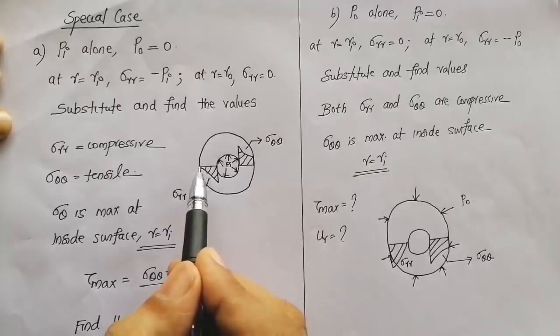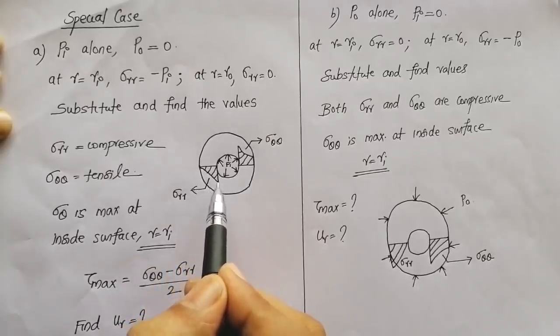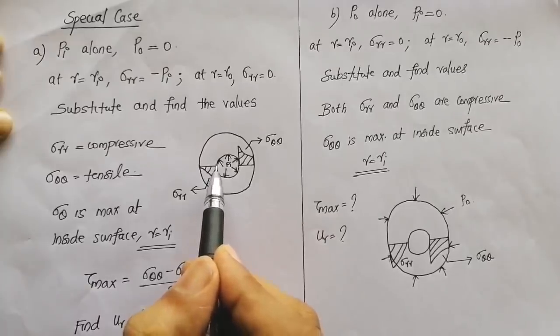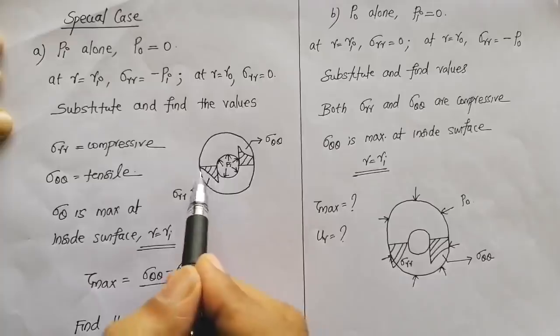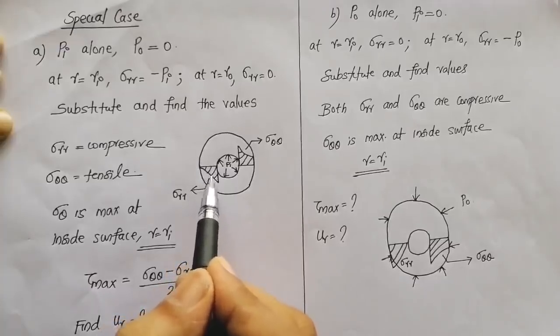Now at the outer surface, sigma RR is equal to 0. At the inner surface, at R equal to Ri, we will have a negative value for sigma RR. That is why I have drawn this diagram downwards and I am joining. Now this is the distribution of sigma RR.